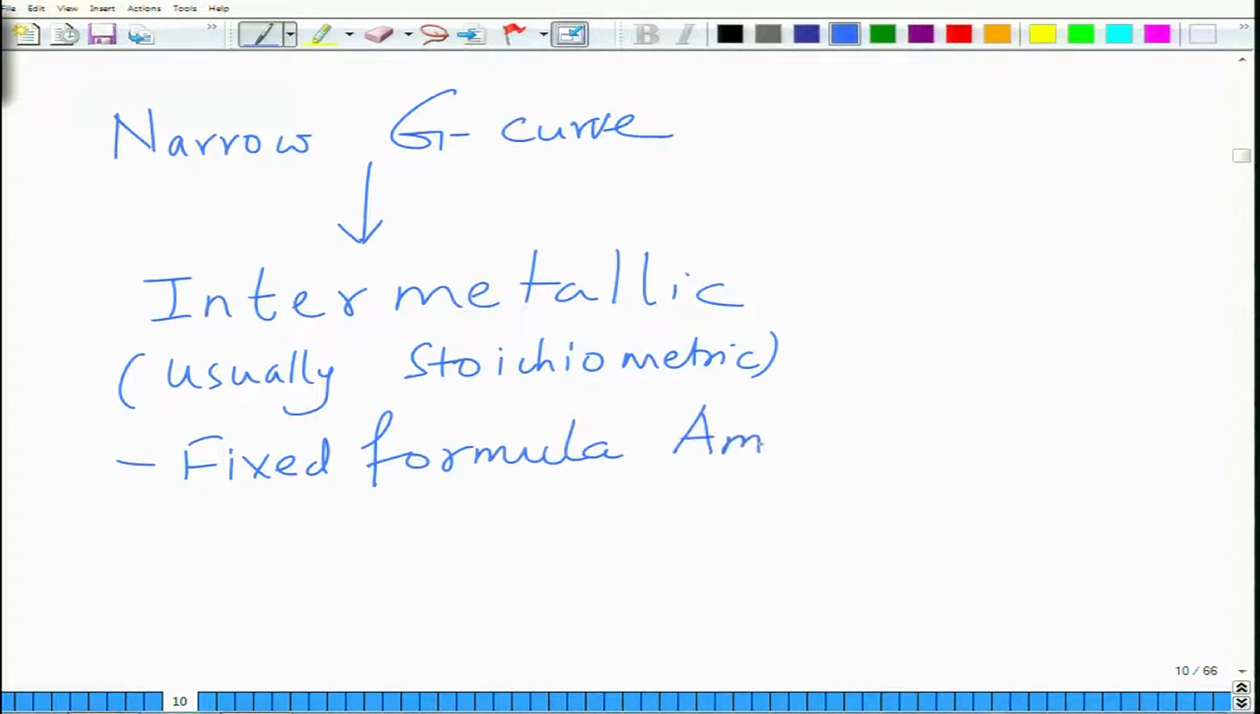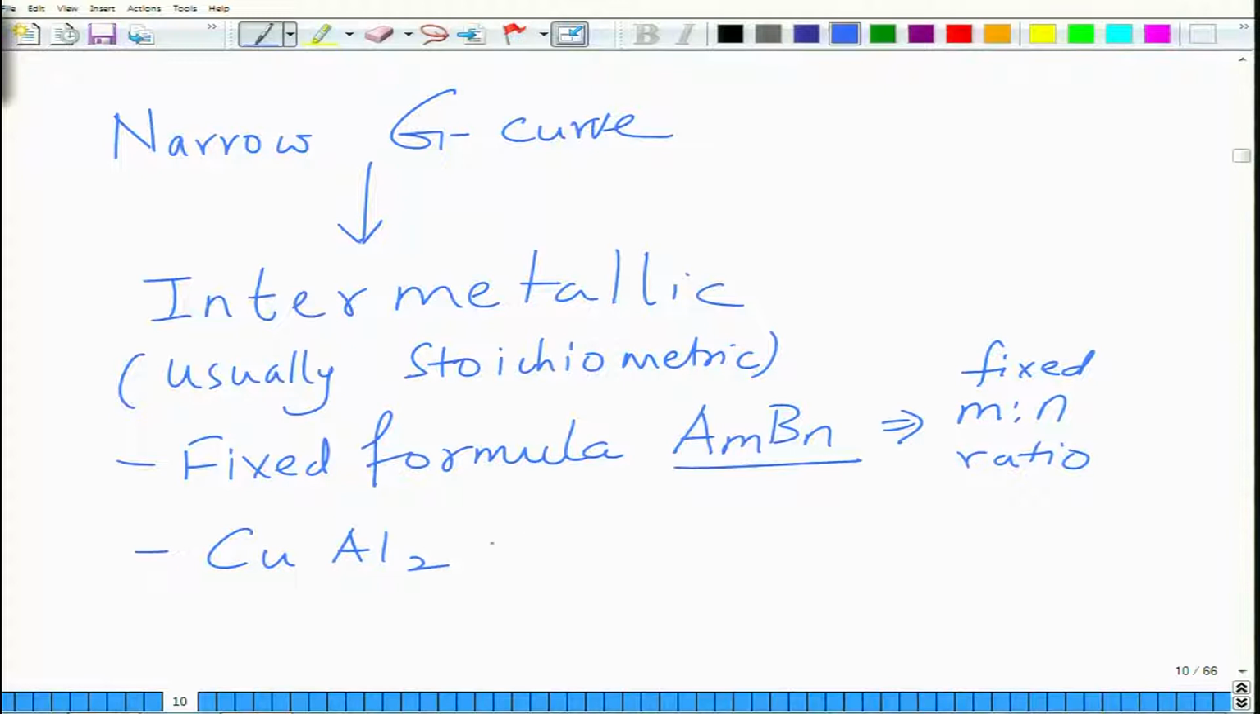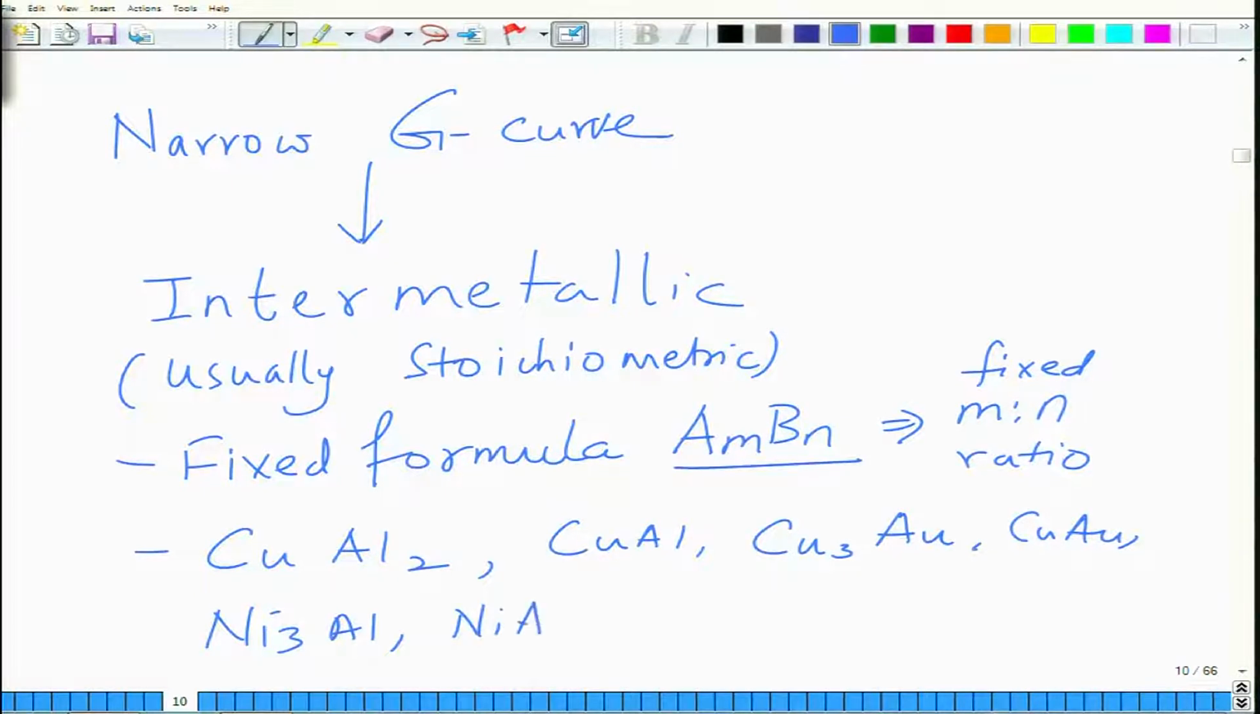So, you can have AmBn with fixed m to n ratio. There are examples such as intermetallics. You can have CuAl, CuAl2, Cu3Au, CuAu, Ni3Al, NiAl. Various types of intermetallics are there. These are the compounds made from these atoms with fixed formula, and they have a very narrow G curve.